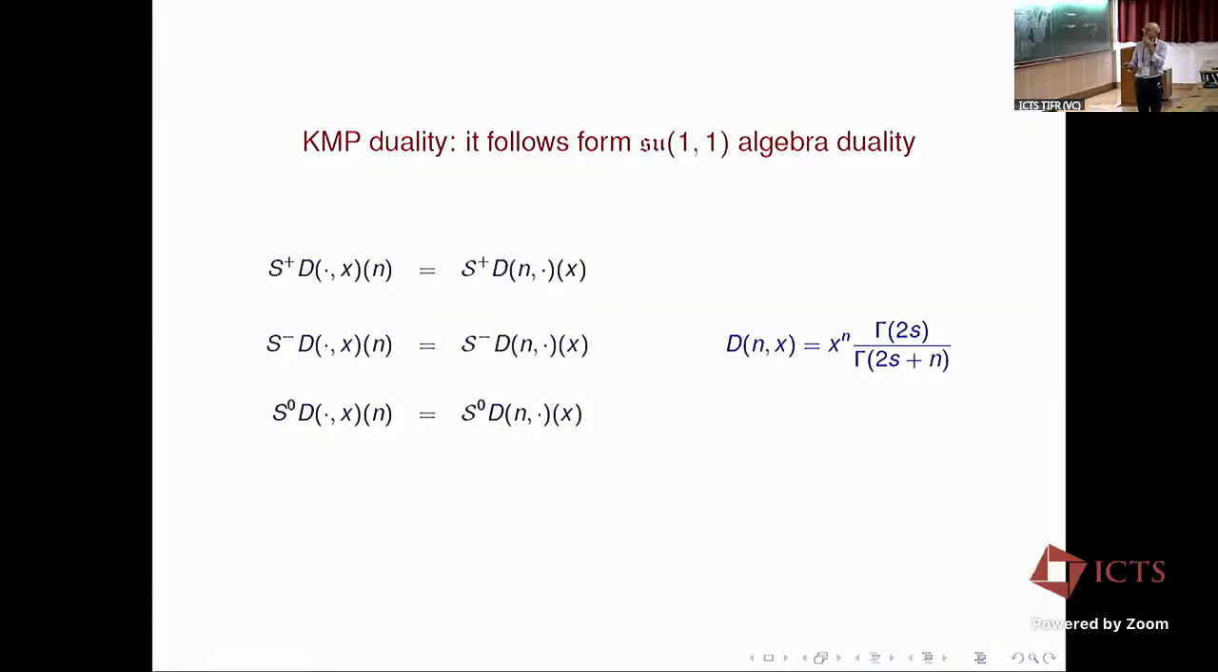You recall this was the duality function in the theorem of Marchiori-Presutti, and you see that this is really the duality function for the duality at the level of the algebra generators. So S plus was the creation operator acting on the number n, and S plus was the multiplication by x here acting on the x variable.